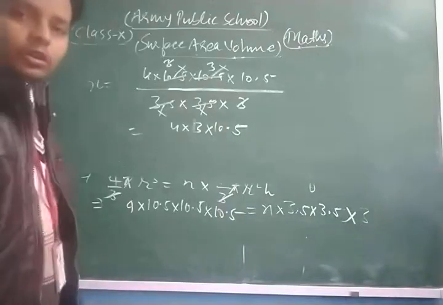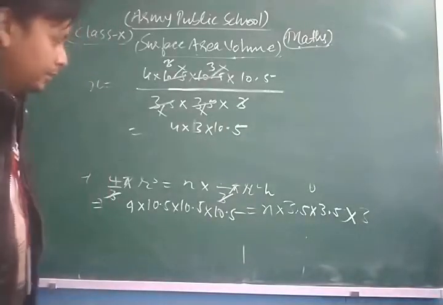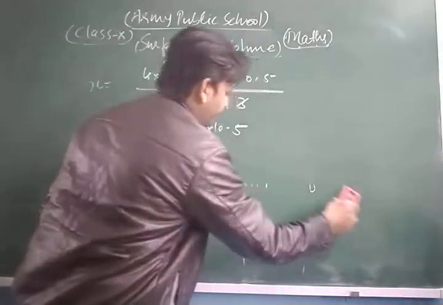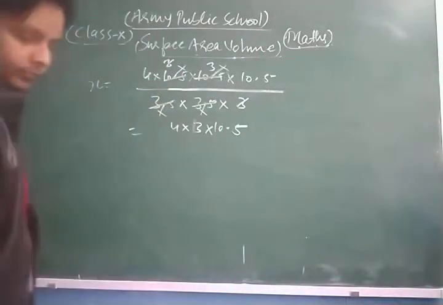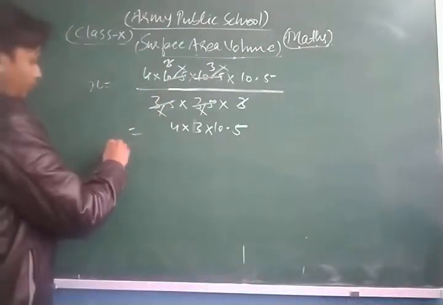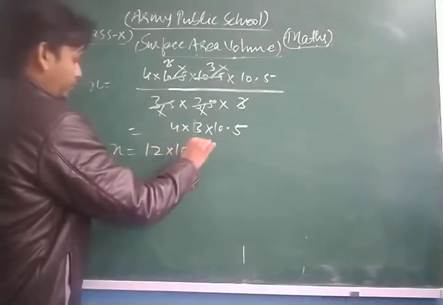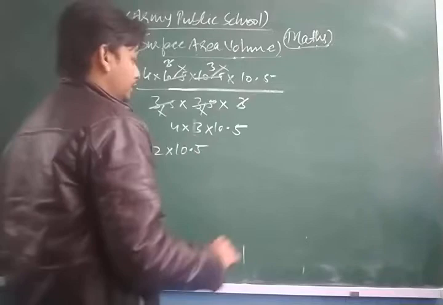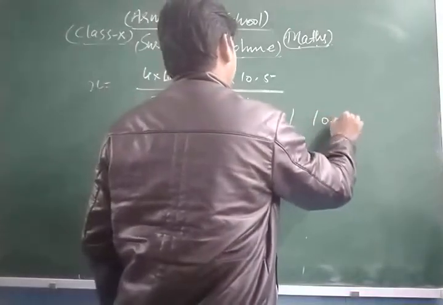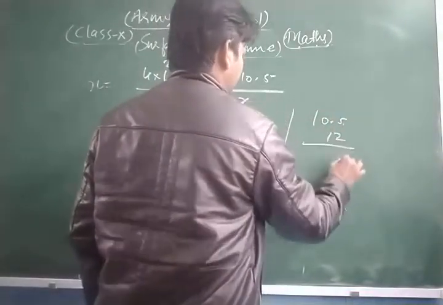Now we just multiply them, dear friends. So we get the number of cones so formed: 4 threes are 12, into 10.5. So now we multiply them, 10.5 into 12. Check.